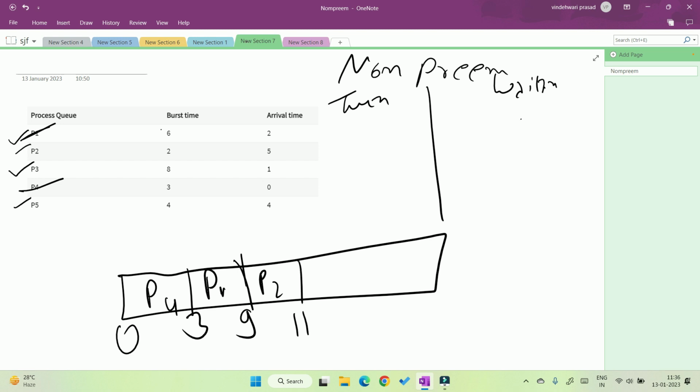And it's 11 seconds. After which has a less burst time? It's P5. So P5 comes for 4 seconds. Now P3 comes for 8 seconds, 23. Now let's make the turnaround table.